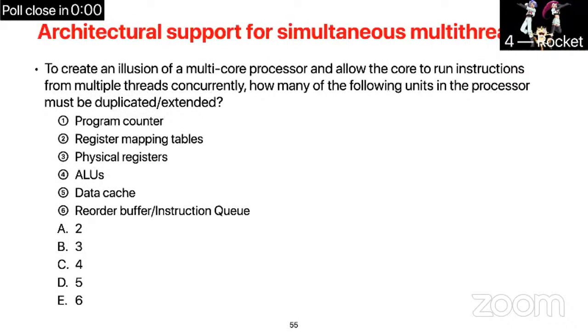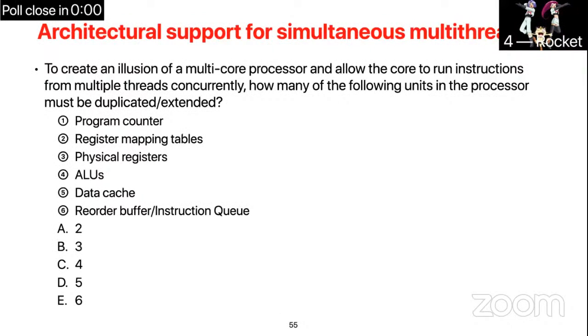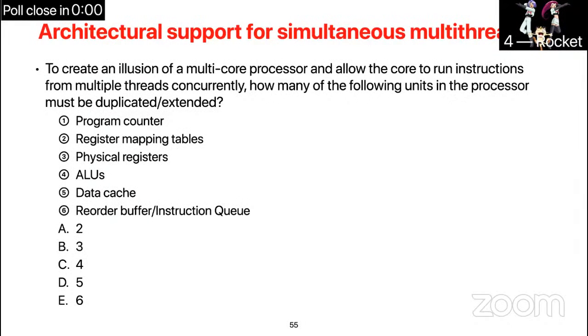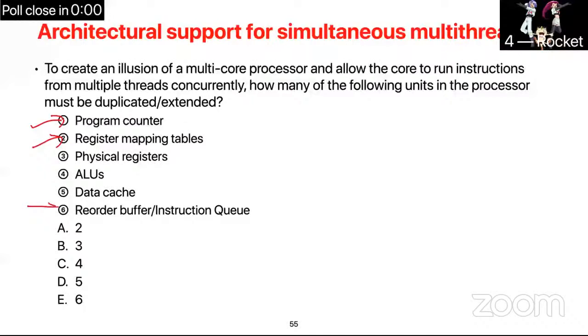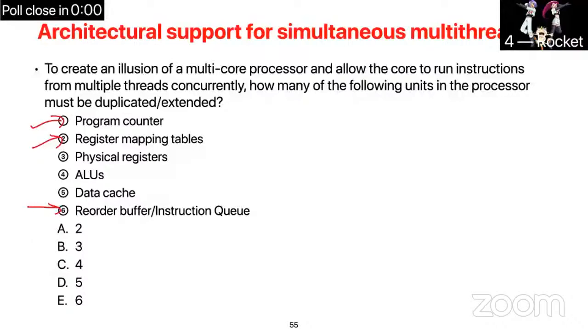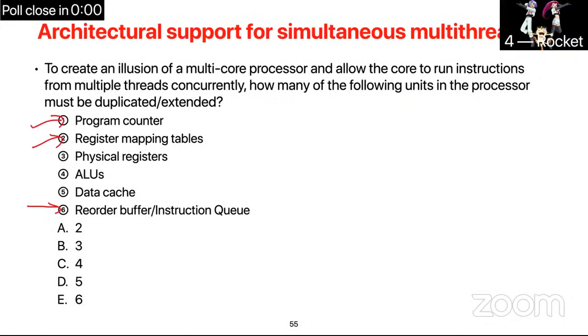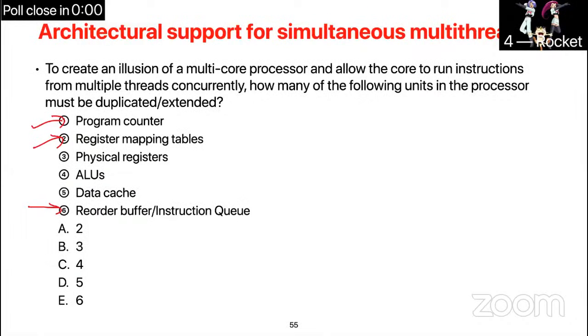Okay, Jonathan. Okay, so our team thought it was 3. Okay, what are the 3? Program counter, register mapping tables, and the reorder buffer instruction queue, because these are needed to run threads concurrently. Everything else would be nice to have, and it would improve performance, but it's not needed for the illusion of multiple threads. Okay, perfect, right? So we need 3 of them. Okay, so Rocket team score 1 finally, woohoo, for today, right?